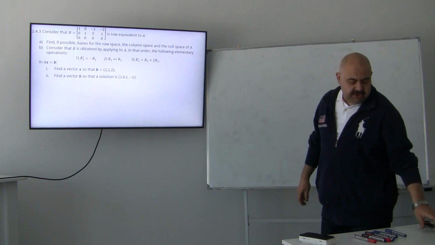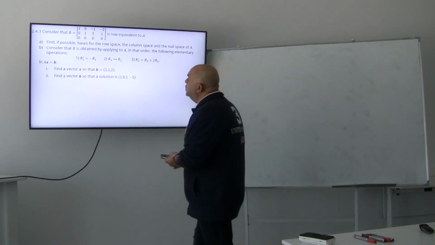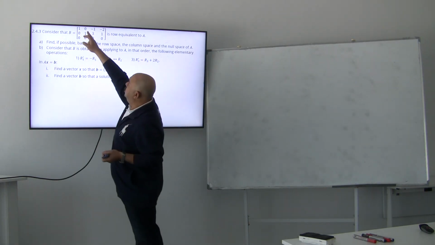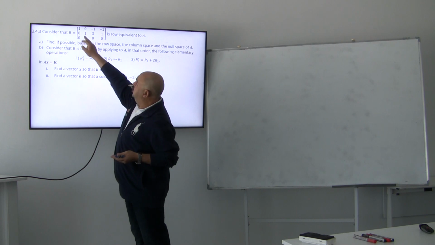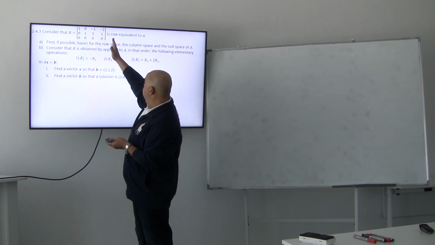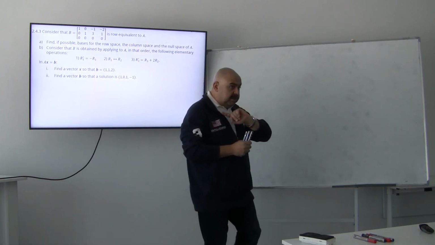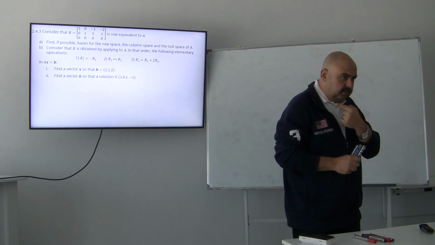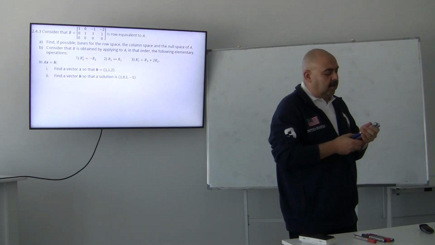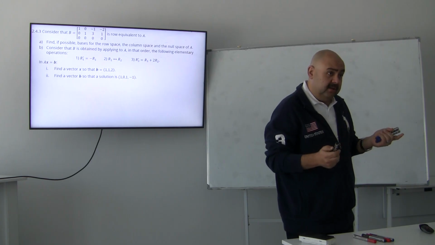Let's see once more for this problem. Consider that B is given by 1, 0, negative 1, negative 2, 0, 1, 3, and 1, and the last row is zeros. It is row equivalent to A. It's already in echelon form. Can you please give me the null solution of A?